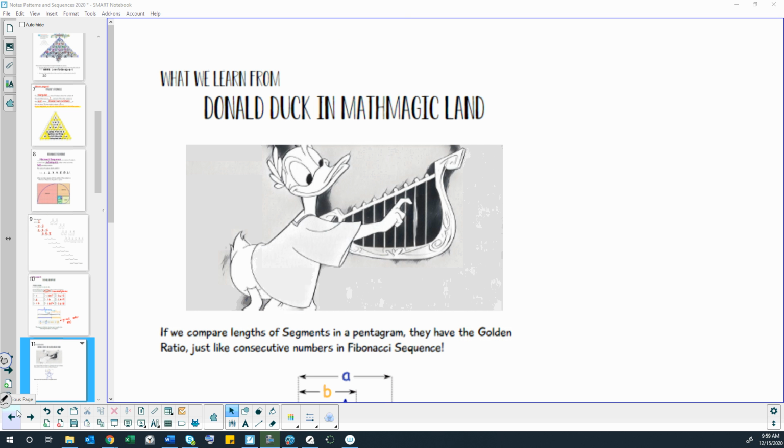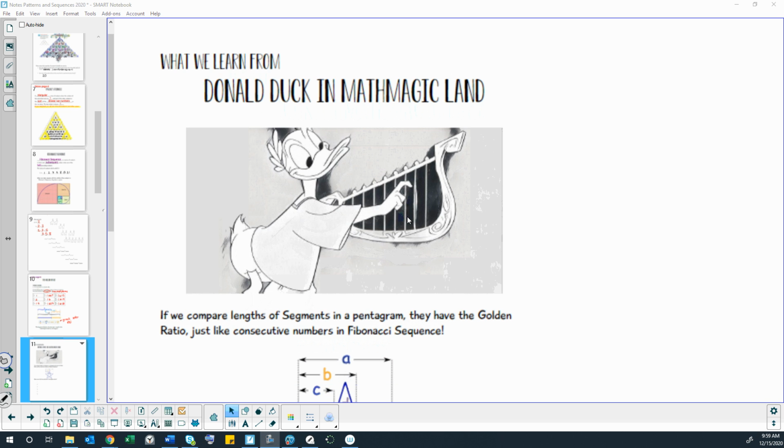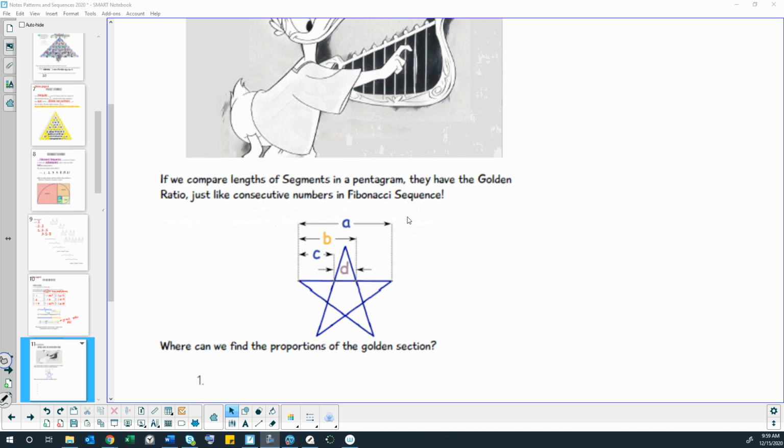Before you watch the rest of this video, please watch Donald Duck in Mathmagic Land and do the quiz assignment in Canvas.